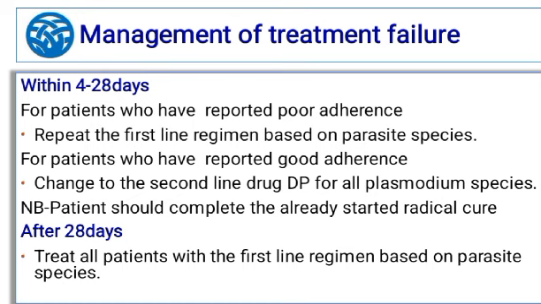Management of treatment failure. Within 4 up to 28 days, for patients who have reported poor adherence, repeat the first line regimen based on parasite species. For patients who have reported good adherence, change to the second line drug DP for all Plasmodium species. Note: be careful, patients should complete the already started radical cure. After 28 days, treat all patients with the first line regimen based on parasite species.